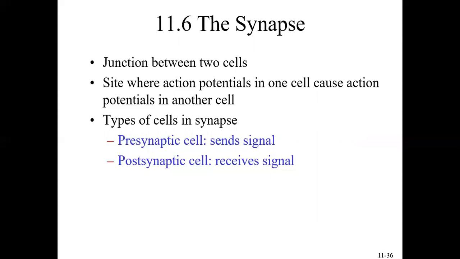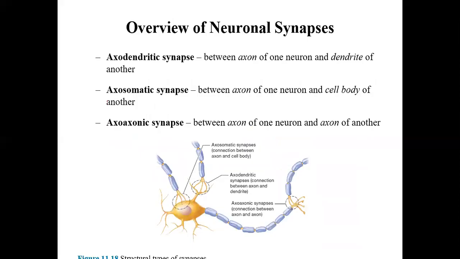A couple of vocab words here for you. Presynaptic cell, that's the cell that's actually sending the signal. And usually you're talking about a nerve cell. A neuron would be a presynaptic cell. The postsynaptic cell, post means after, and so this is the cell that's receiving a signal. It could be a muscle cell, it could be a gland cell, it could be another neuron.